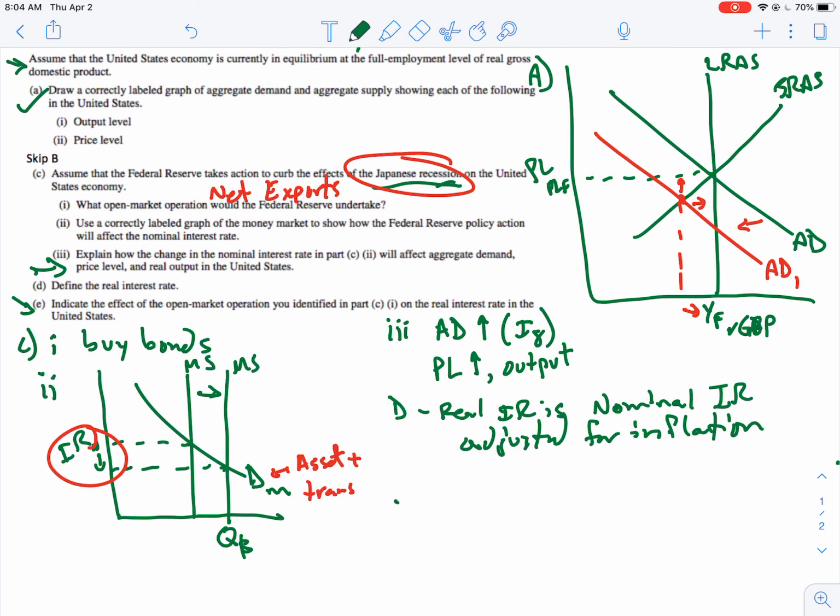So for part E, real IR will fall. That's because the nominal interest rate falls, and they move in the same direction.